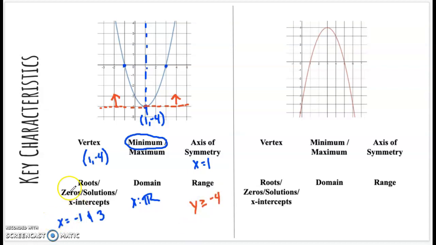Take a minute, challenge yourself, pause the video, and see if you can identify the vertex, minimum, maximum, axis of symmetry, root, zero, solutions, x-intercepts, domain, and range of this quadratic function here on the right-hand side.